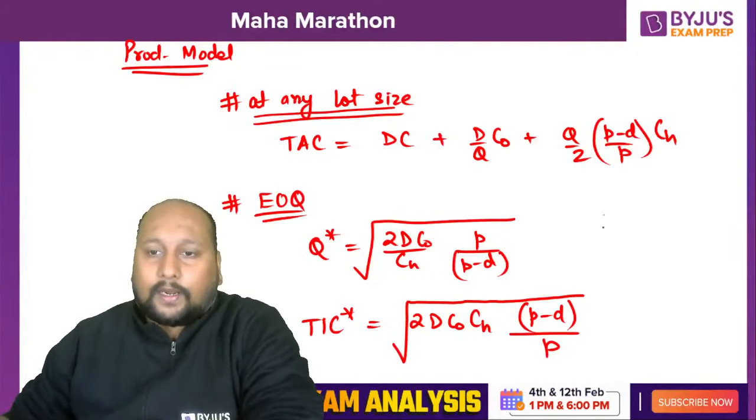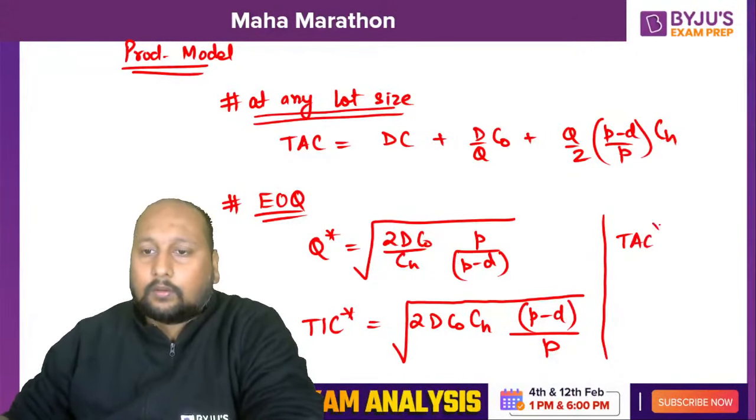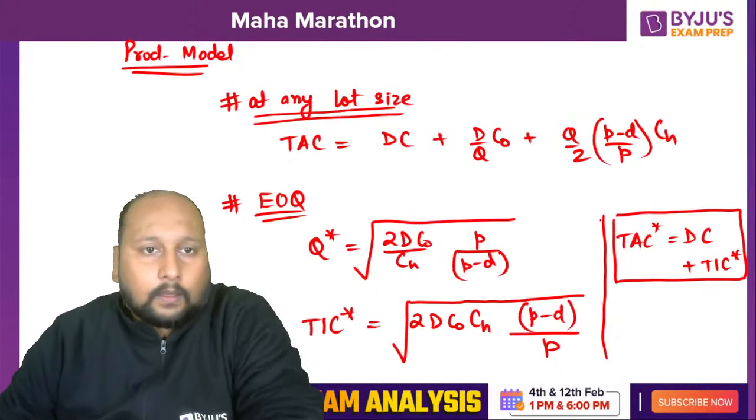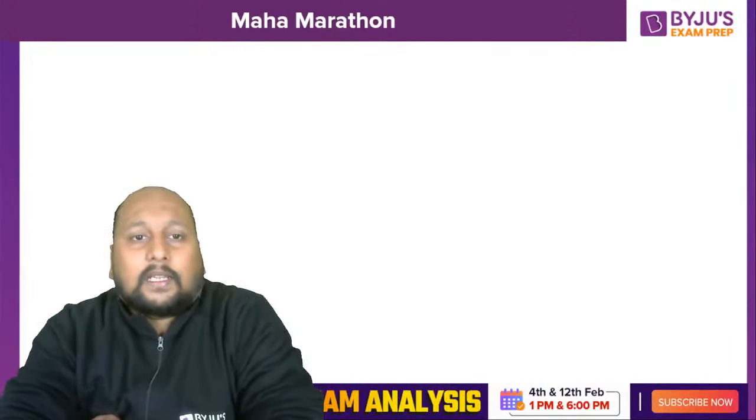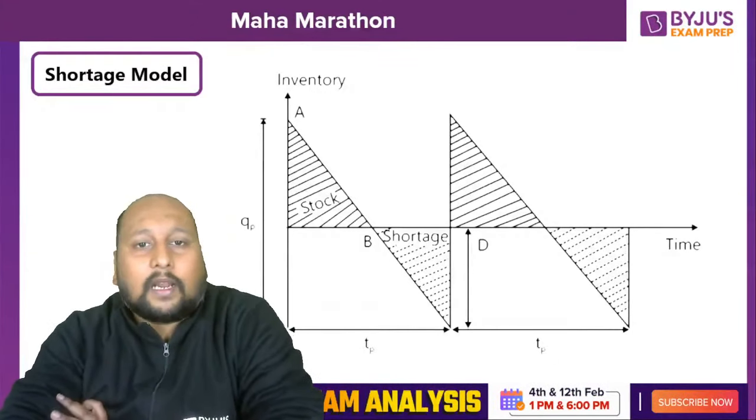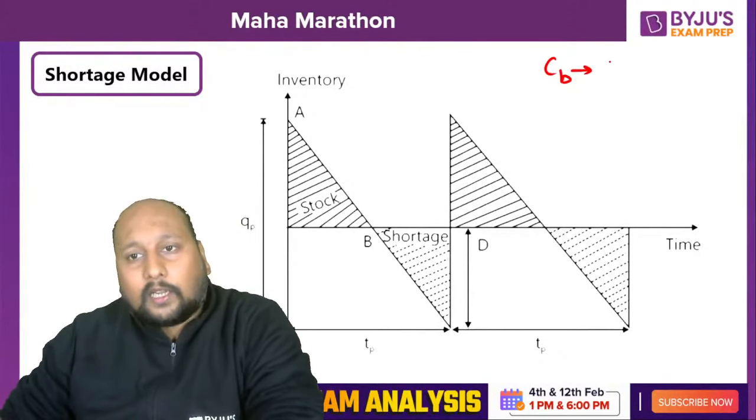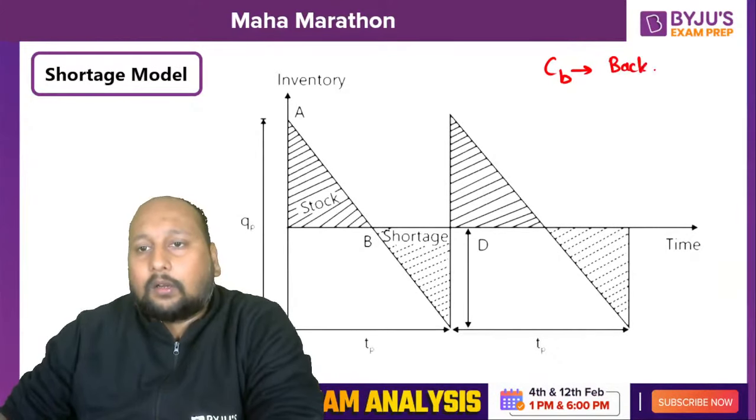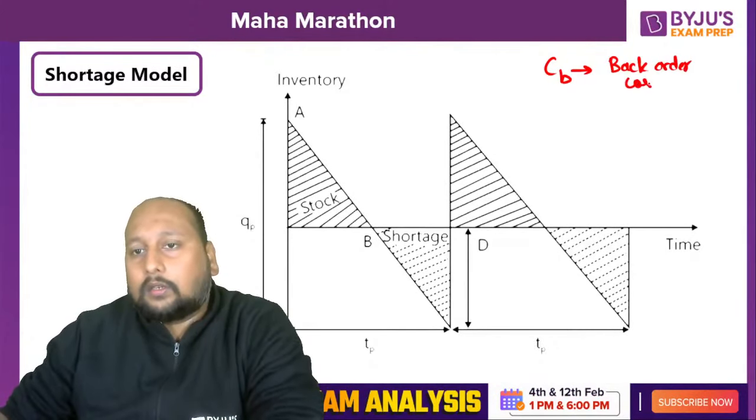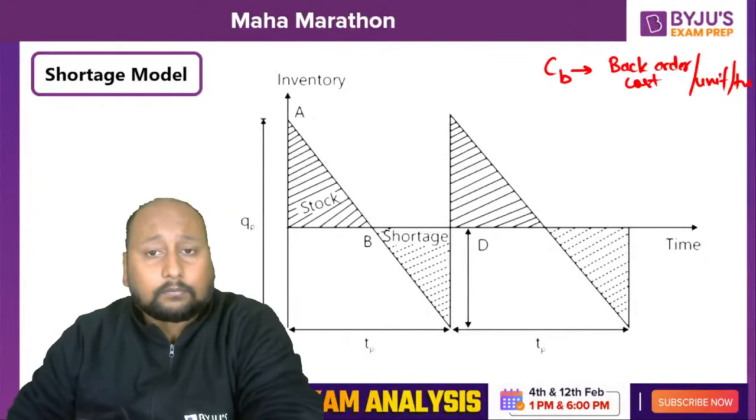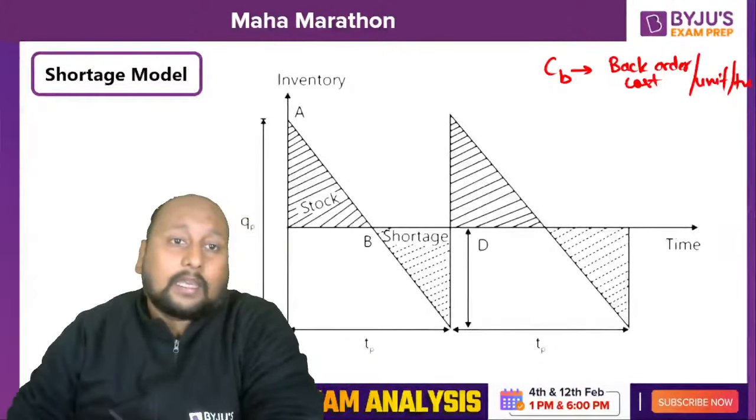Okay, and if I talk about the total annual cost, again the same formulation, D into C plus TIC star. Okay. Now, if I talk about the fourth model, that is your shortage model. In the shortage model, we are introducing a very important thing, that is shortage cost or back order cost. CB is basically the back order cost per unit per time. Here we are deliberately keeping some shortages.